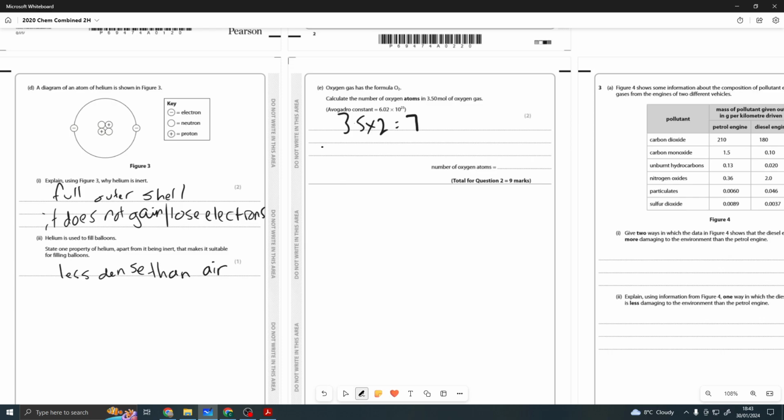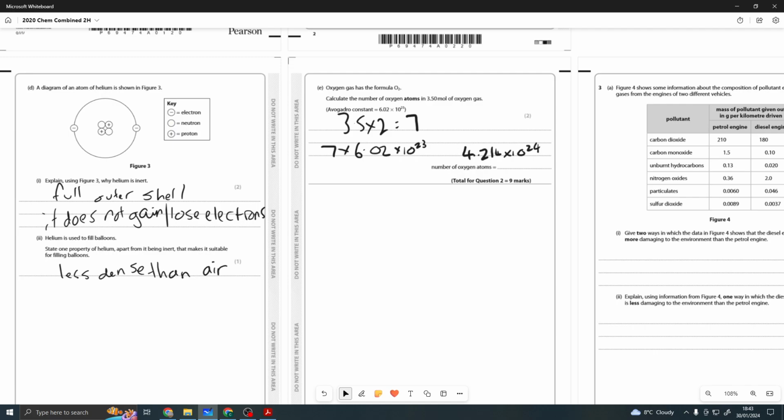You then say 7 times Avogadro's constant, which tells you there 6.02. If you're old like me, you'll remember it's 6.023, but don't worry about that. Use the value they give you. So it's 6.02 times 10 to the 23, because it's standard form. This gives you a final answer of 4.214 times 10 to the 24, my calculator says to me.